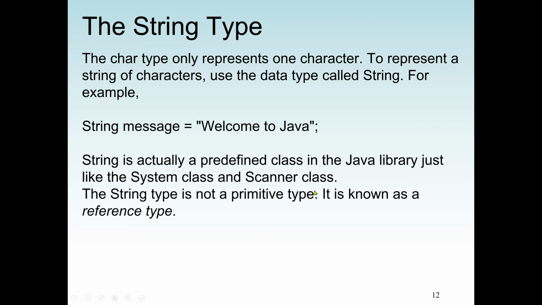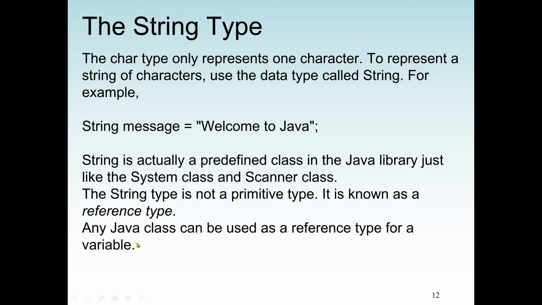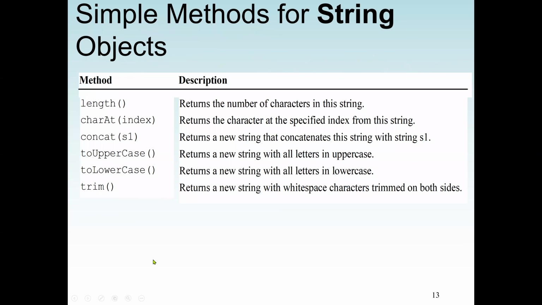The string type is not a primitive type. For example, in the beginning of the lectures, we said the data types int and float are all primitive data types. They don't have any built-in methods. But String is a class, or a reference type, as we would call it. Any Java class can be used as a reference type for a variable, and String also is a class.